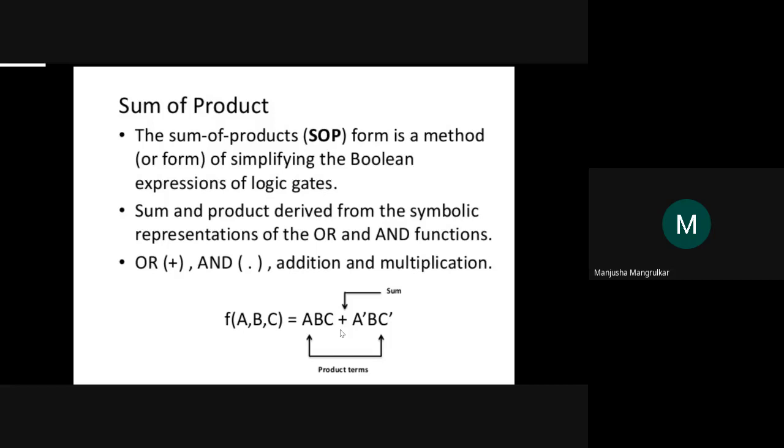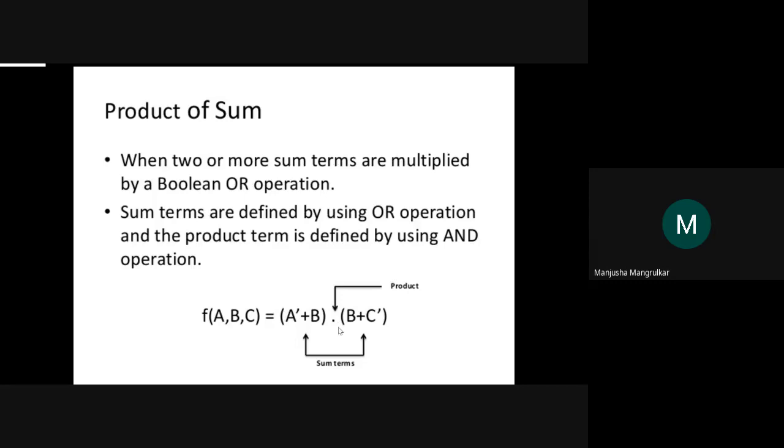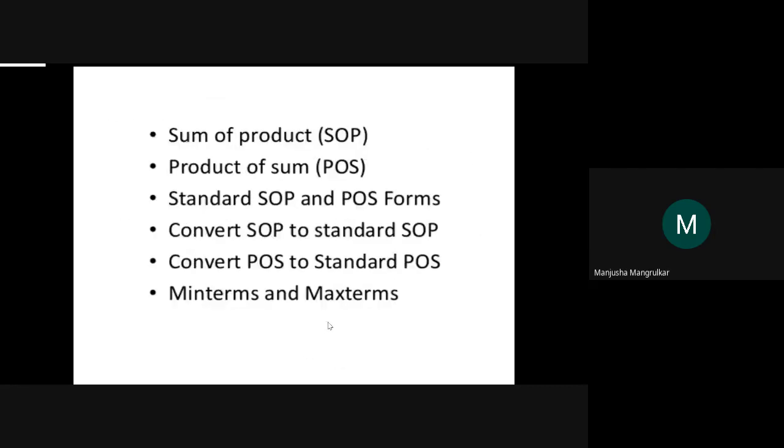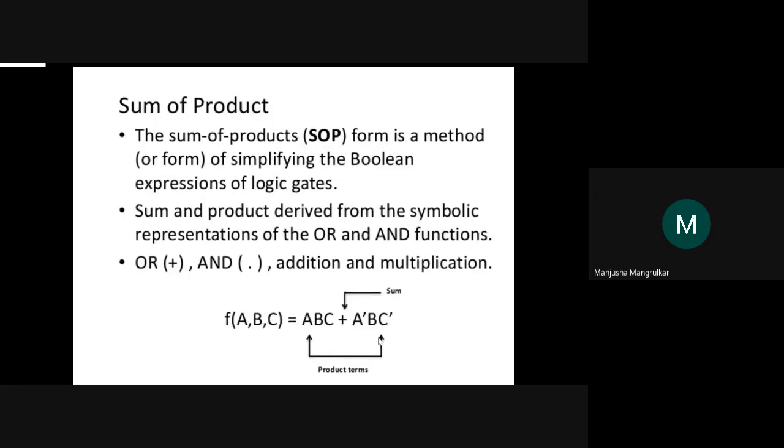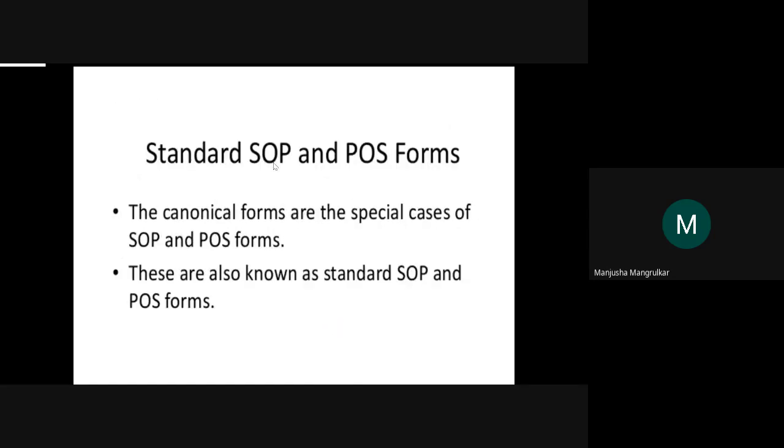We'll see later on how we are going to use this SOP and POS and their min and max terms. First you need to understand this equation in this way, so you can identify this is a sum of product and this is a product of sum. You should identify that. If first ORing is used and then ANDing is used, that is the product of sum, and if ANDing terms are ORed, that is a sum of product. Clear?